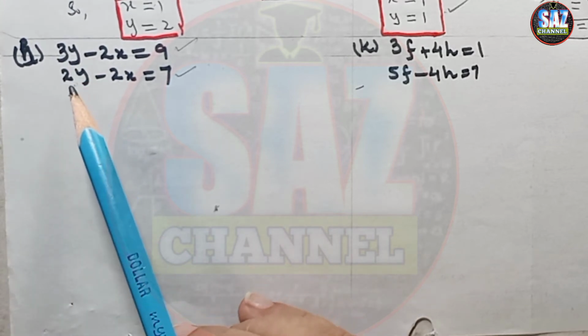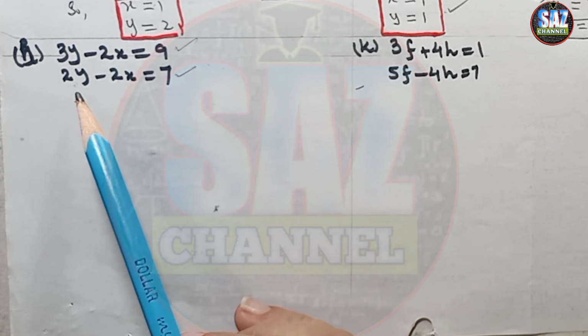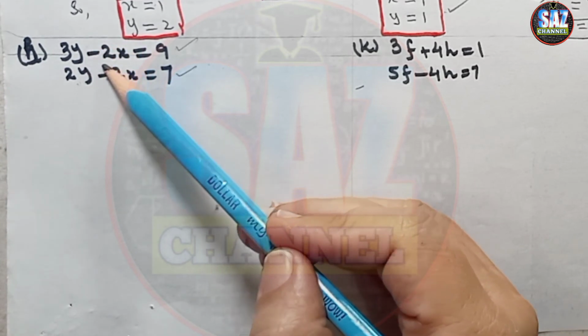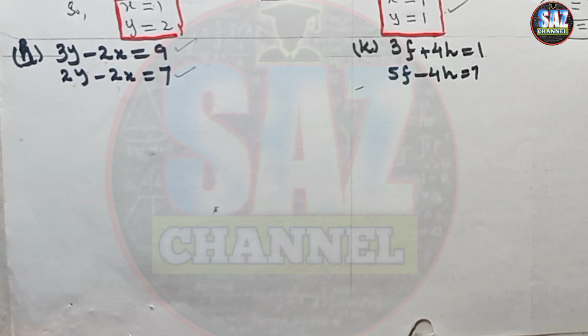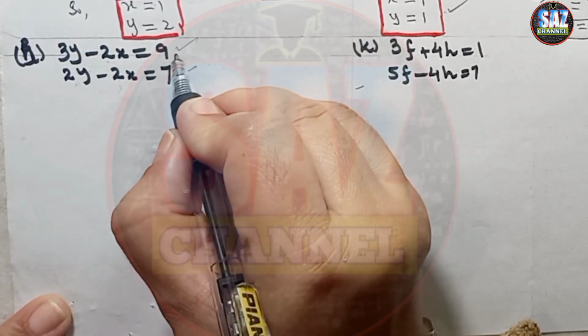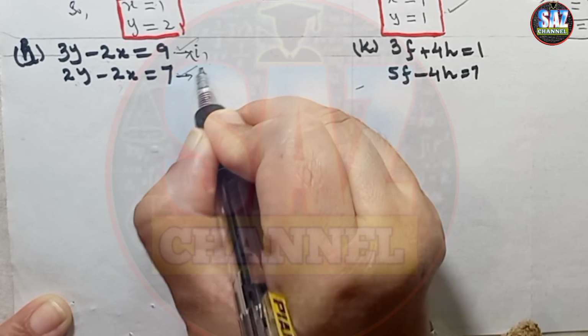Now after that, we have to observe the coefficients of both the variables. If you look at the coefficient of x in both the equations, this is minus 2 and this is again minus 2. Same coefficient, same sign. What are we going to do? We have to change the sign of the second equation, or we have to subtract the equations. So let me mark this 1 and this 2.